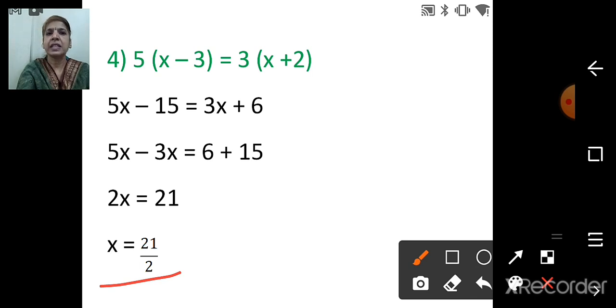Now leave the fraction as it is. If we are able to reduce it to the lowest term, we reduce it. But here we are not able to. So leave it in the form of this fraction only. No decimal, nothing. So the answer is x is equal to 21 upon 2.